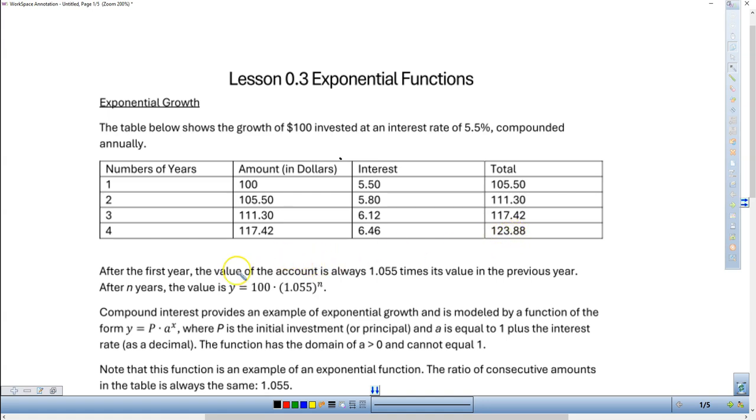Now, one thing you'll notice is that after that first year, the value in the account is always 1.055 times its value in the previous year. Notice this is the previous year column, because we see that 105.50 is here, the 111.30 is here, 117.42 is here. And after n years, we can say that the value is y equals 100 times 1.055 to the power of n. That 1.055, of course, is coming from this interest rate right here.